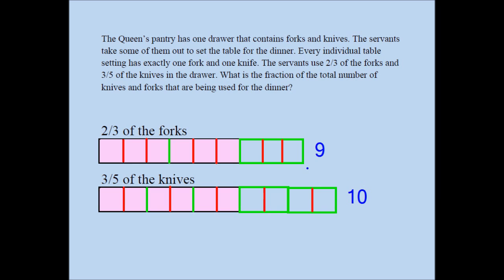Out of 9 parts, 1, 2, 3, 4, 5, 6. I'm going to put 6 here. 6 of them are being used. Out of 10 parts, 6 of them are being used. So what part of the forks and knives are being used? I'm going to say 6 plus 6, 12, divided by 9 plus 10, 19. That's our answer. This part of all the forks and knives are being used for dinner.